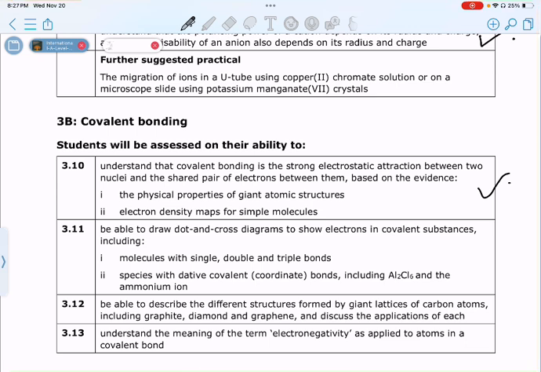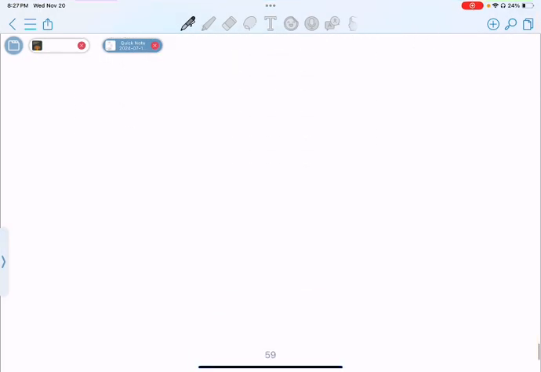Be able to draw a dot and cross diagram to show electrons in covalent substances, including molecules with single, double and triple bonds, species with dative covalent bonds, including Al2Cl6. So let's start off with what they first asked, okay? Let's look at Cl2, let's look at O2, and let's look at N2.